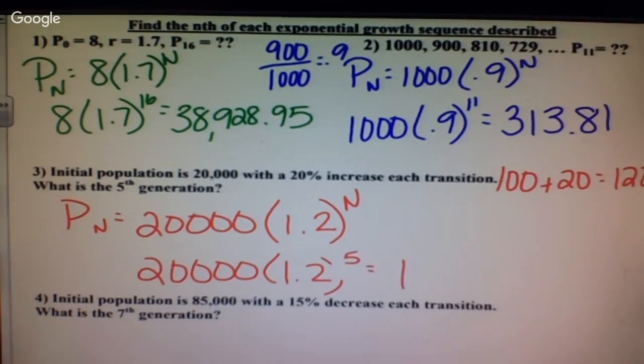4,976.64. 49,766.4. No, hold on. You did that wrong. I got 49.7664. I got it wrong? Well, you got the same numbers, but your decimal is off. Yeah, you put 2,000 instead of 20,000.